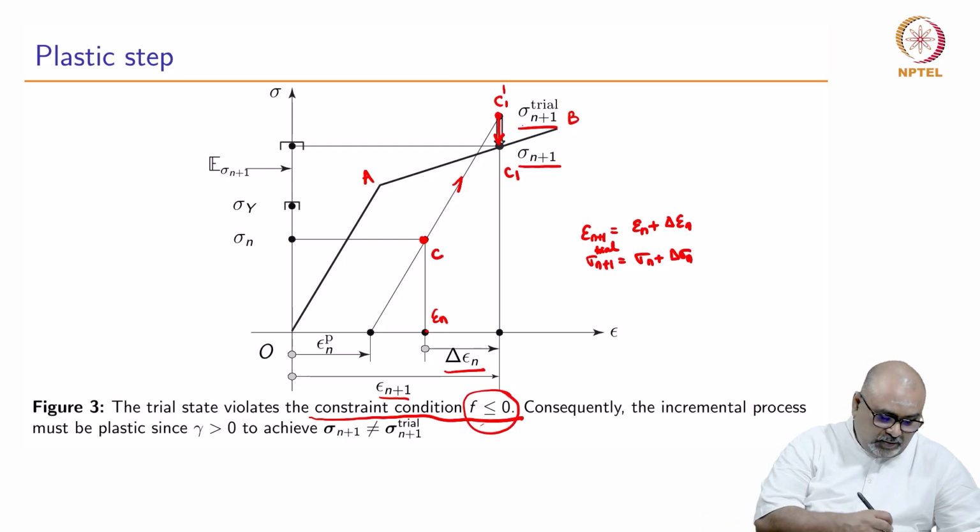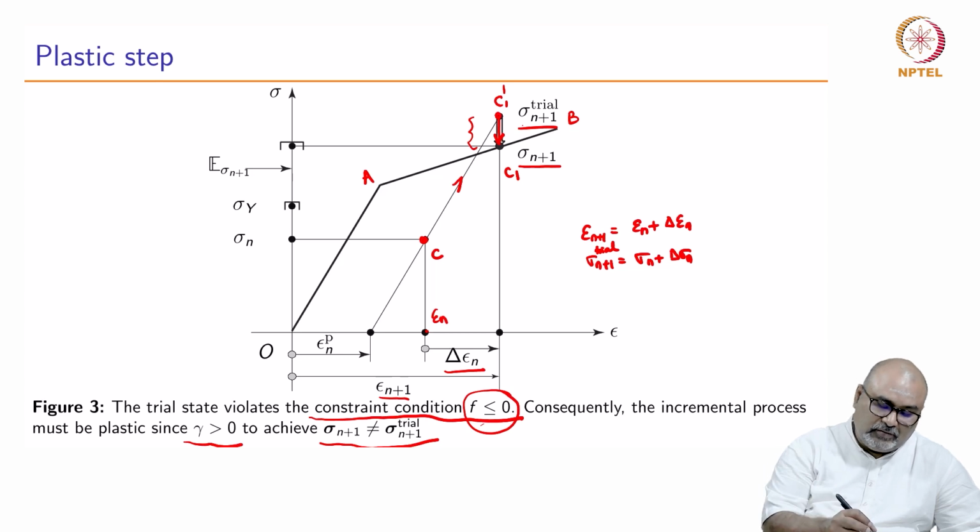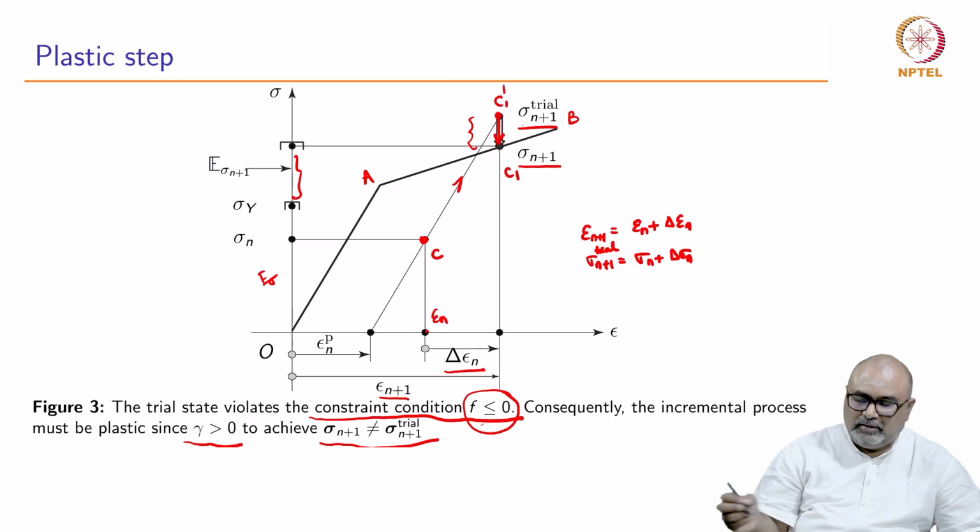So, this requires a correction during the plastic loading process, which results in gamma must be greater than 0, and to achieve sigma n plus 1 not equal to sigma n plus 1 trial. So, there is need of correction, because sigma n plus 1 is not same as sigma n plus 1 trial. The yield surface also has to expand from E sigma to E sigma n plus 1, and the stress state also has to be brought back onto the yield surface.